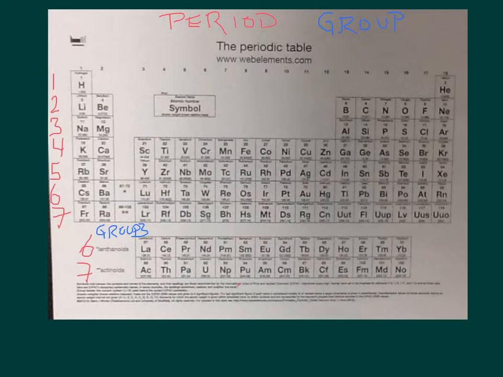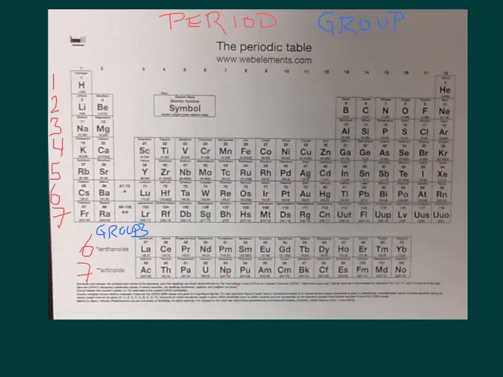It then continues the pattern, but be careful. This is group 4, just down to there. Then 5, 6, 7, 8, 9, 10, 11, 12, 13, 14, 15, 16, 17, 18.